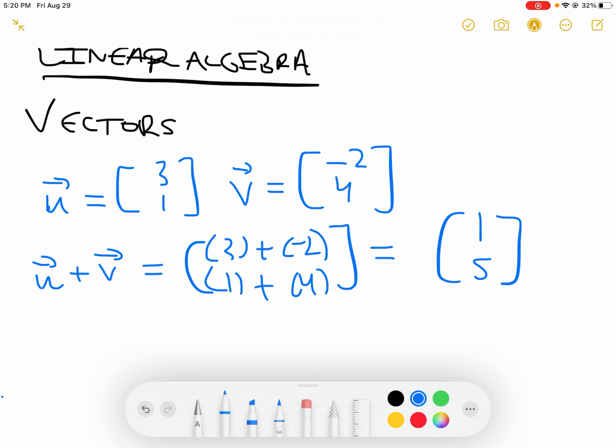Now you gotta know one thing is that the order of addition is not going to matter. That's something that you'd probably already assume, but just to tell you the truth, it wouldn't matter if we did v plus u. It's going to be the same.